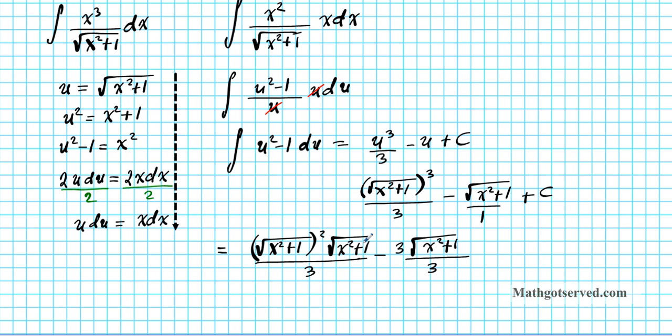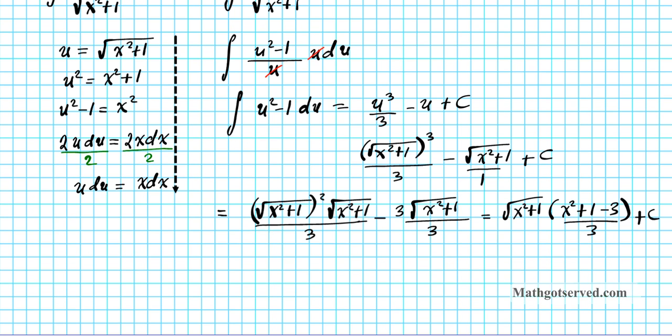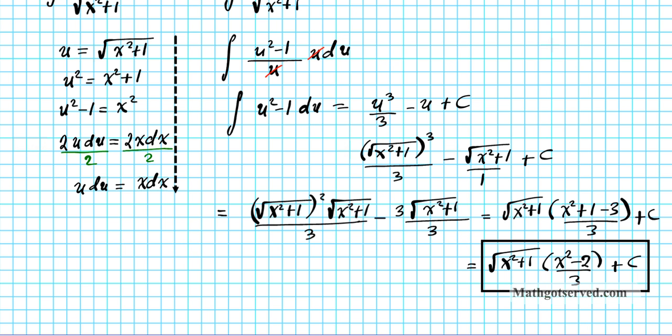The square root of x squared plus 1 can be factored from both sides. Just a side note, the previous form is good enough. This is an answer. You can leave it like this. I just want to make it look nice. So I factor out the square root of x squared plus 1 from both sides. The square and the square root cancel out, so we're left with x squared plus 1 minus 3, and this entire business over 3, plus c. Our final answer is simply the square root of x squared plus 1 times x squared minus 2, over 3. And there goes your final answer, much faster than the other method, and less room for error. So that's that.